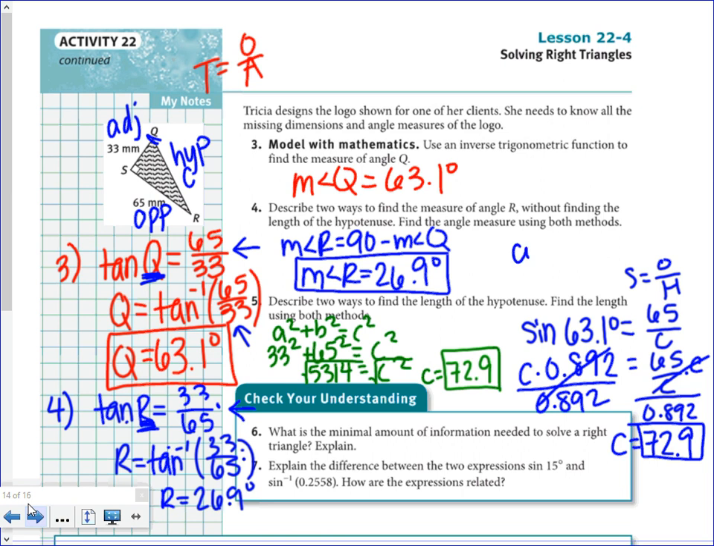You could have used cosine of 63.1, and then you would have had 33 over C. Or you could have used angle R and used the 26.9 and done either sine or cosine. So again, there are multiple ways that you could solve for the hypotenuse. And you get to pick which one you use. If you prefer using Pythagorean theorem, even on a trig quiz or test, that's fine. I'm okay with you doing either method as long as you're working through correctly. You're typically going to have to do some amount of trig before you can go back to Pythagorean theorem anyway.